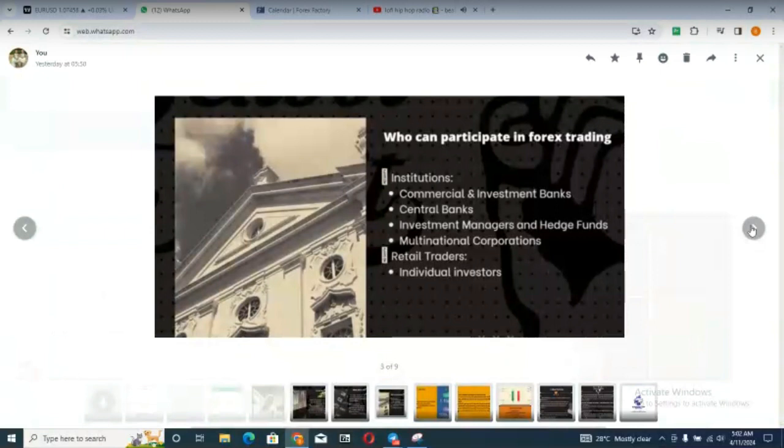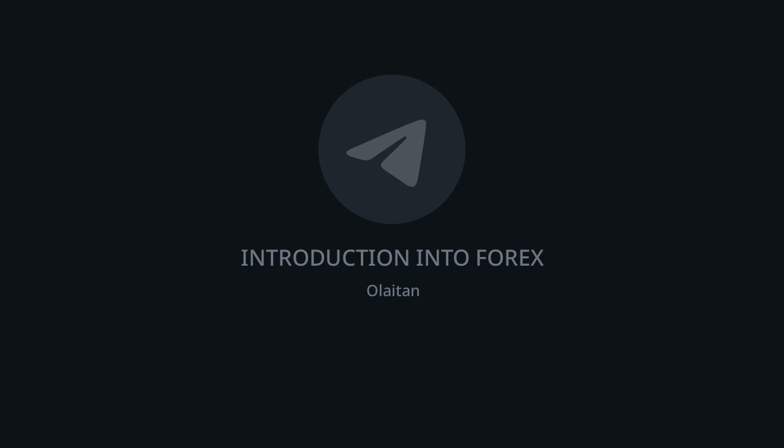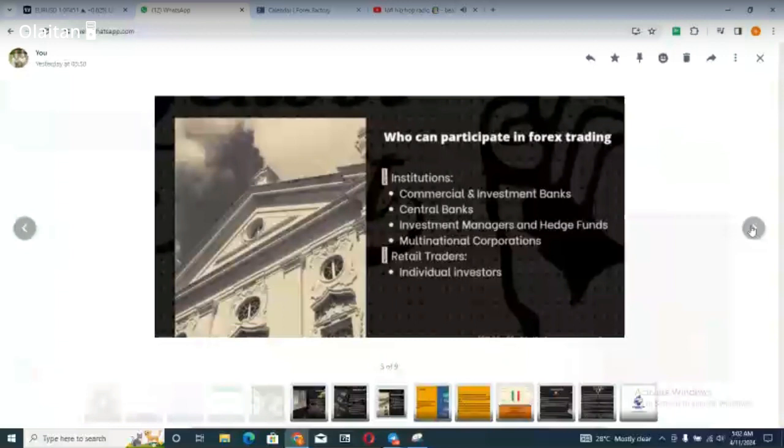And we have the central banks also, like the Central Bank of England, and so many central banks that go into Forex trading. We have the investment managers and hedge funds. These are people who collate people's individual funds to trade on a large capital. These people also collect from investment banks, collect from funds for organizations to trade. And now they pool huge liquidity together just to trade the Forex market.